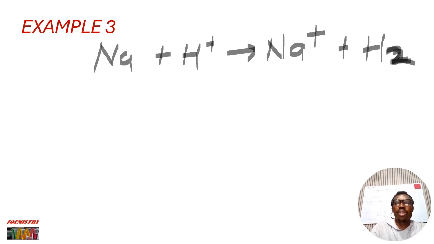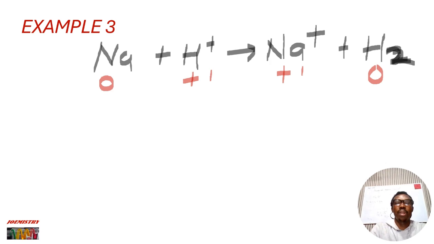So the first thing to do is to write down the oxidation number of each element or ion that is present. The oxidation number of sodium here is 0. Hydrogen here is +1. The oxidation number of sodium is +1. The oxidation number of hydrogen here is 0.